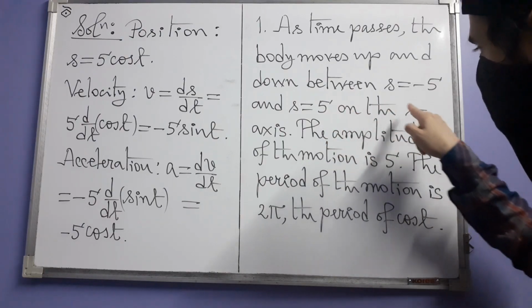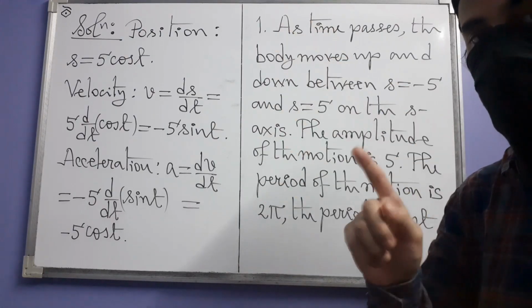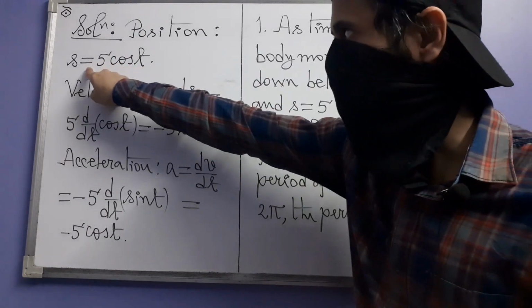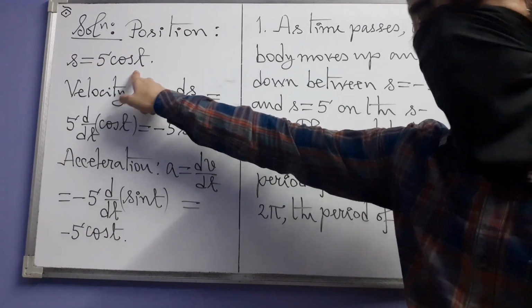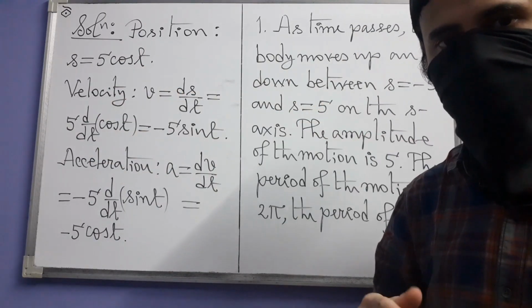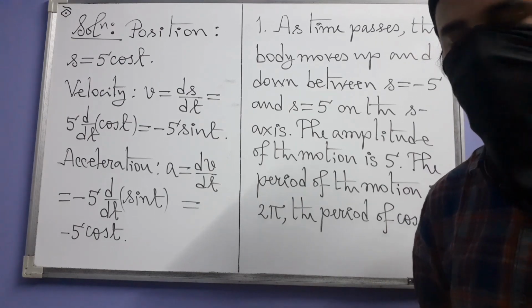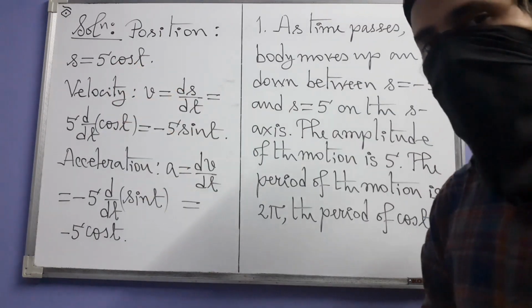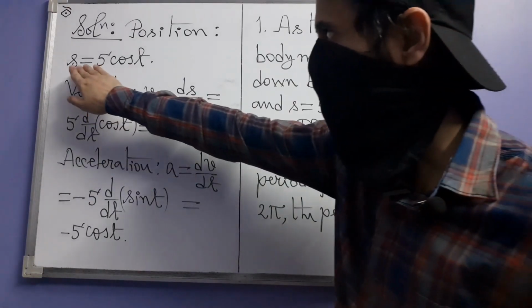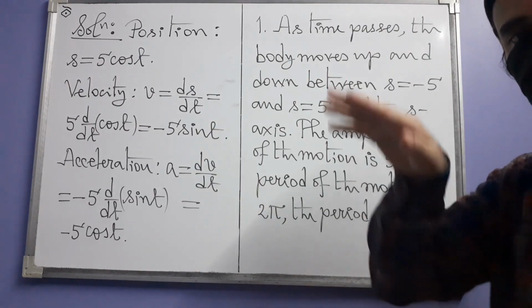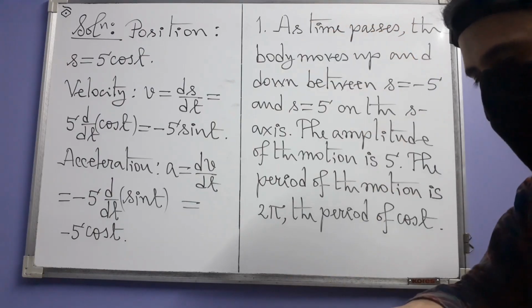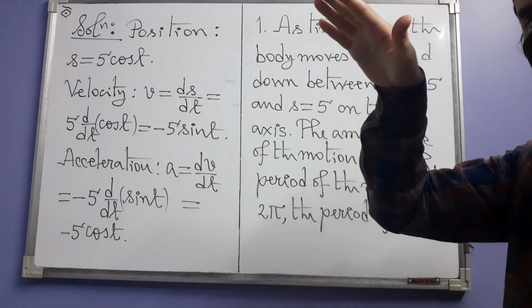How are we able to say that the body will move between minus 5 and 5? That is because the position function s is 5 cos t. Now, no matter what t is, t can be any time after 0, 100, 1000, anything. Cos t has maximum value 1 and minimum value minus 1, and as such s can have maximum value 5 and minimum value minus 5.